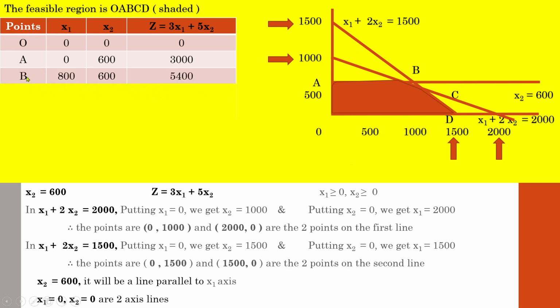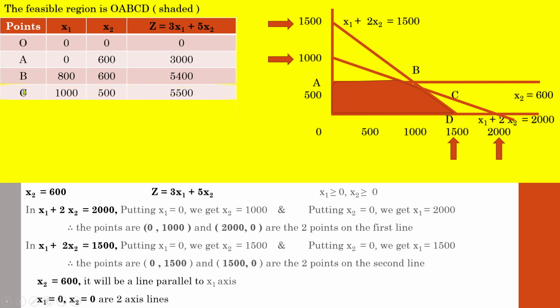Next one, B is the point where the lines intersect: x1 plus 2x2 and the line x2 equal to 600. It will be a point where x1 is 800 and x2 is 600, because it is the line intersecting where x2 and x1 plus 2x2 meet. So you will get 800 and 600. Substitute these points in the equation, you will get 5400.